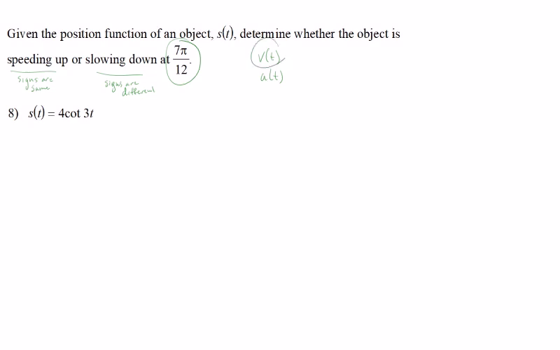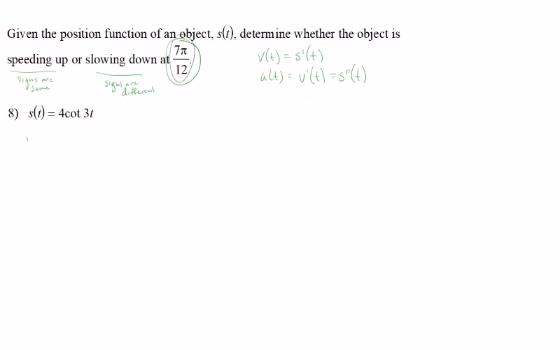So remember that, first of all, velocity is equal to the derivative of position. And then acceleration is the derivative of velocity, which is also the second derivative of position. So remember those relationships. This is what we want to find: acceleration and velocity, then we'll plug in 7 pi over 12. So let's go ahead and do that.